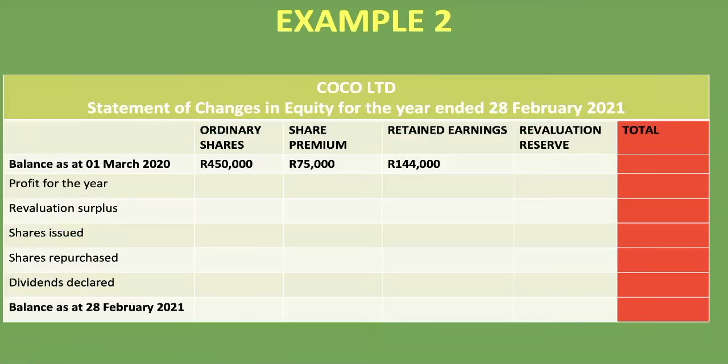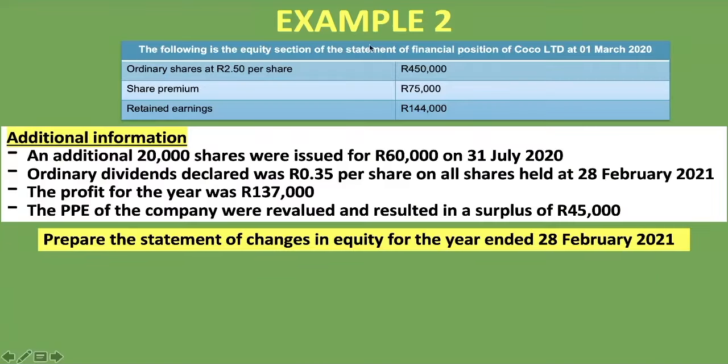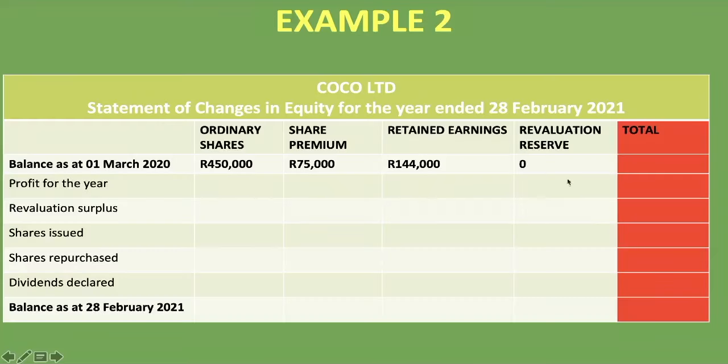And for the revaluation reserve, remember, we were not given anything for revaluation reserve at the beginning of the period. We're only told that it occurred during the period. So as you can see here, we have no revaluation reserve at the beginning of the period. The only thing we are told here is that the property, plant and equipment of the company were revalued and resulted in a surplus. So we're going to have 0 for revaluation reserve. And the next thing that we need to do is add all that we have on the rows at the beginning of the period, and it gives us an amount of 669,000 rand. That shows us that at the beginning of this period, the equity of the company was 669,000 rand.